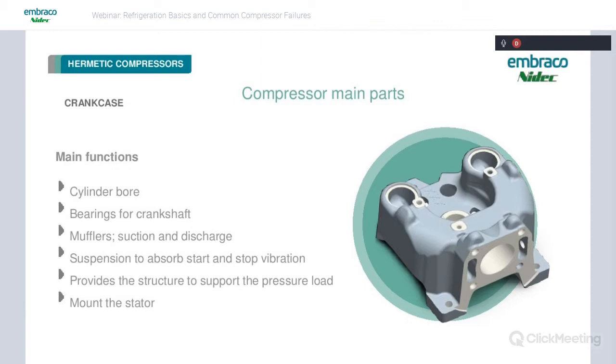So one of the items you might have seen in there was the crankcase. Its main function is that it holds the cylinder bore, and it holds the bearings for the crankshaft and the suction and discharge mufflers. It mounts the suspension to absorb start and stop vibrations, and it provides a structure to support the pressure load. It also mounts the motor stator.